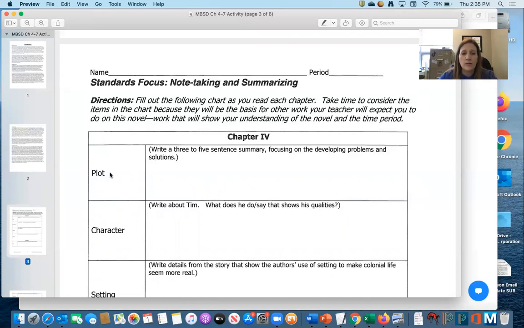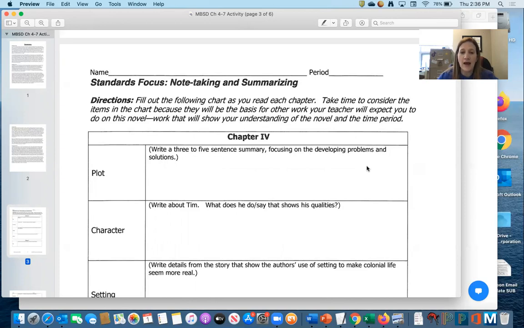So plot is the first part, which plot means what happened, okay? Write a 3 to 5 sentence summary focusing on the developing problems and solutions. So for chapter 4, this Roman numeral means chapter 4, I want you to summarize what happened. Well, we already have a summary up above, right? So shorten that down and tell me what happened in chapter 4. So you could just write in chapter 4, Tim decides to go get the brown vest back from Sam. While he goes and gets the gun, Sam wakes up, they wrestle for the gun, et cetera, et cetera. So you can tell me exactly what happens in a shortened version, 3 to 5 sentences, okay?